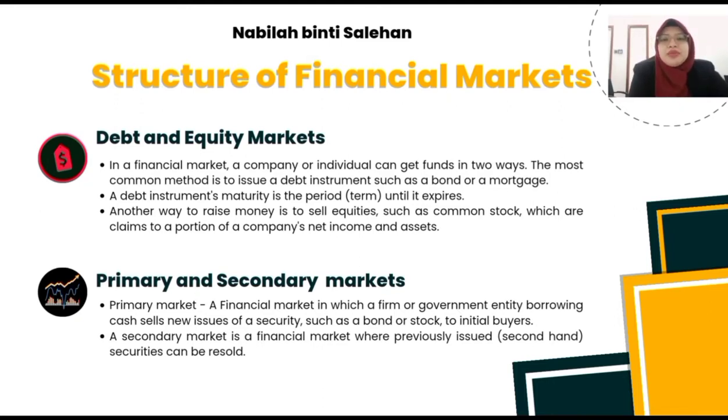Secondly, the primary and secondary markets. A primary market is a financial market when a firm or government entity borrowing cash sells new issues of a security such as bond or stock to the first buyers. The secondary market is a financial market where previously issued securities can be resold. A well-functioning secondary market requires securities brokers and dealers. Brokers act as intermediaries between buyers and sellers of securities. By purchasing and selling assets at set prices, dealers will connect buyers and sellers.